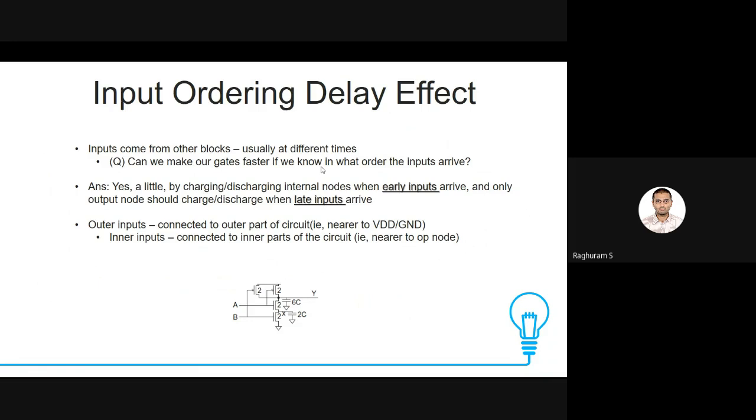What is the simple idea? The simple idea you see in this example here. In the pull down network, there is the output node Y, and then there is an intermediate node X.